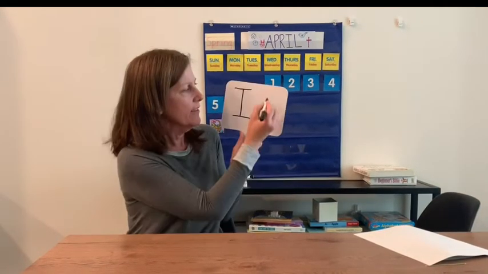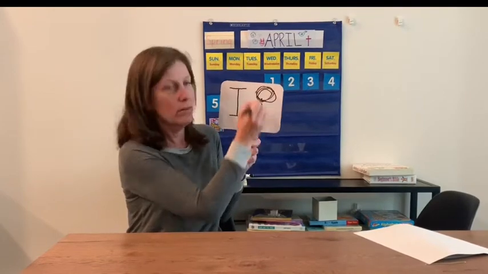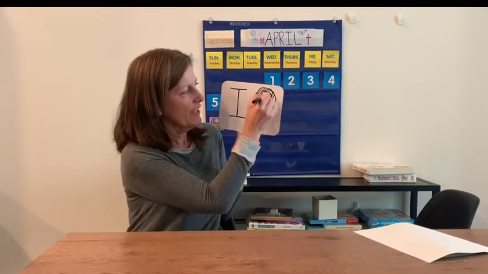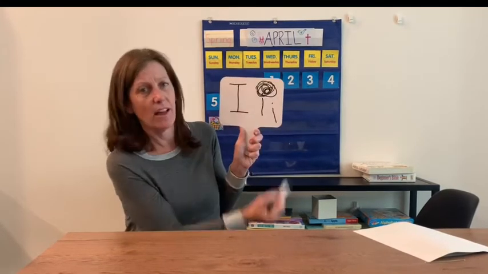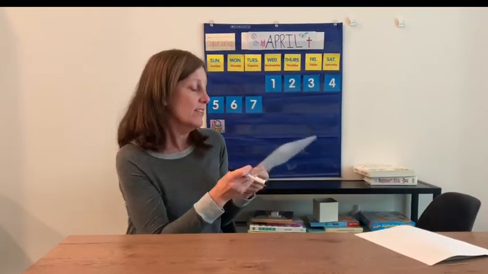Lowercase I, you just make that line down, and it gets a little dot. A little dot. It doesn't get a big circle. It doesn't get colored in. It just gets a little dot. See, now that looks like a lollipop or a tree or something. So, the I makes 2 sounds like I and it.